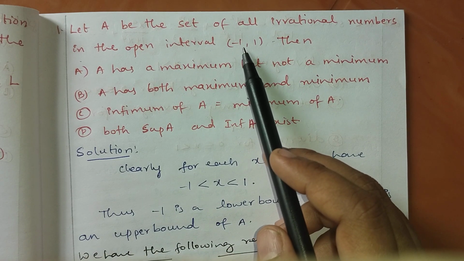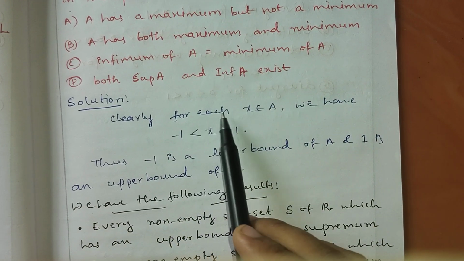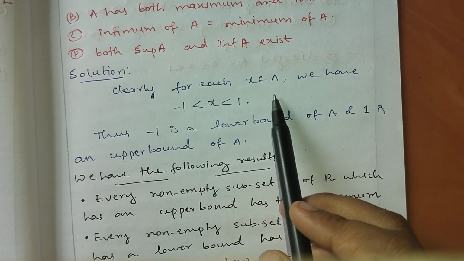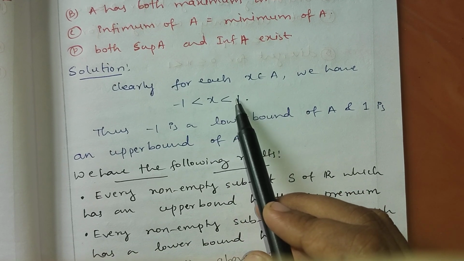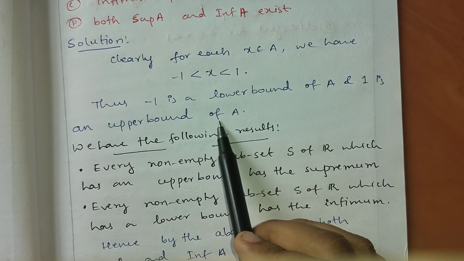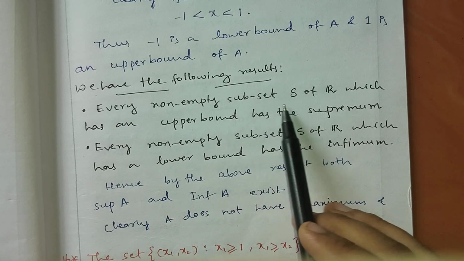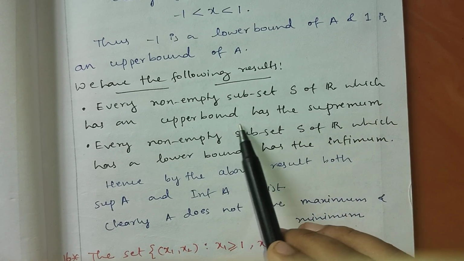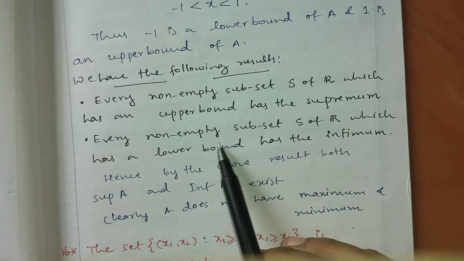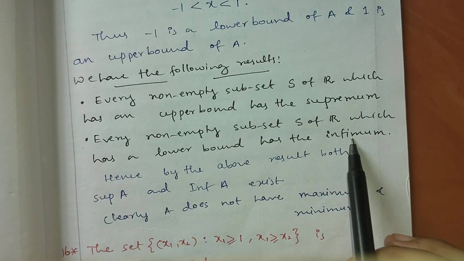Given A is the set of all irrational numbers in the open interval (-1, 1). Clearly, for each x belonging to A, we have -1 < x < 1. Thus, -1 is a lower bound of A and 1 is an upper bound of A. We have the following results. Every non-empty subset S of R which has an upper bound has a supremum.